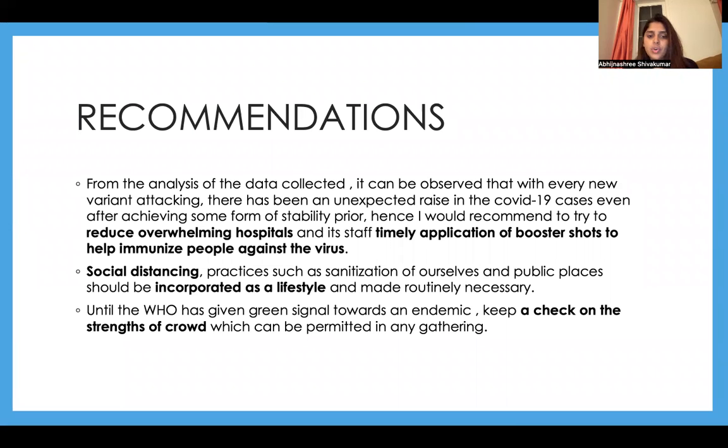Until the WHO has given the green signal towards an endemic, it is still an ongoing pandemic, so it is very necessary for us to keep a check on the number of people which can be allowed in any places such as public gatherings.